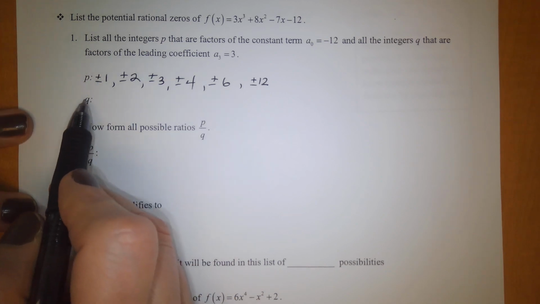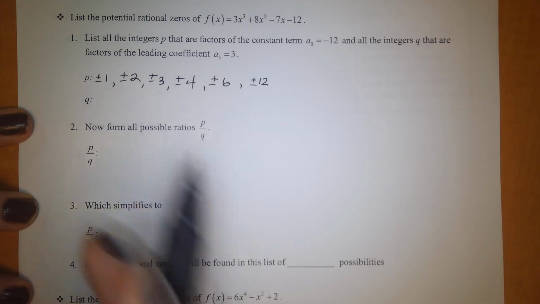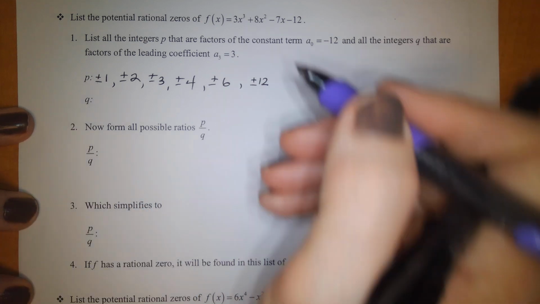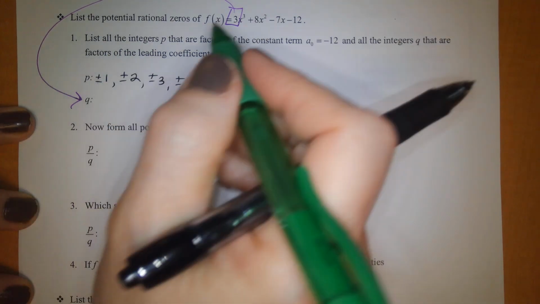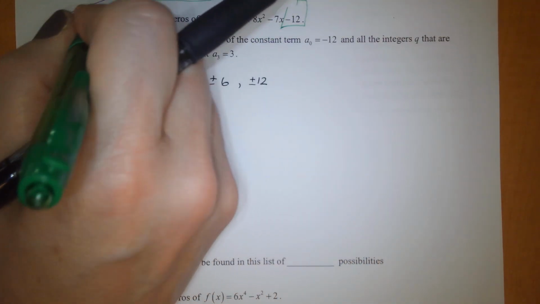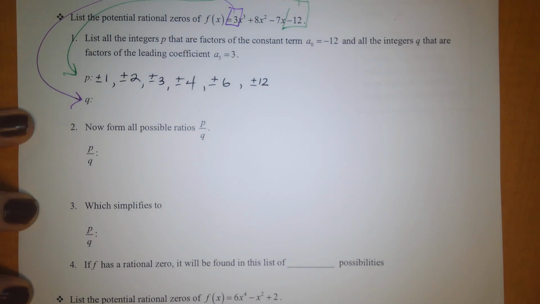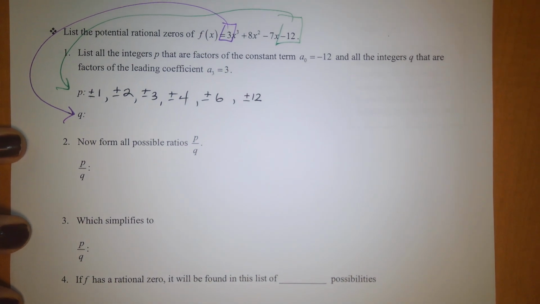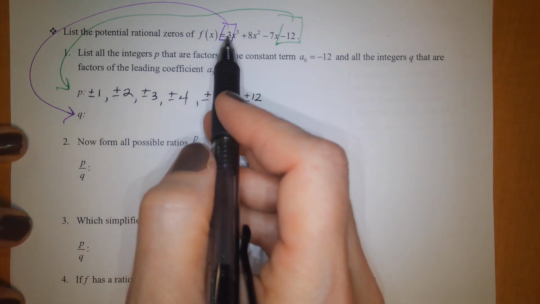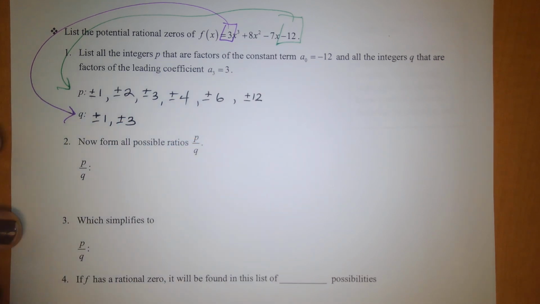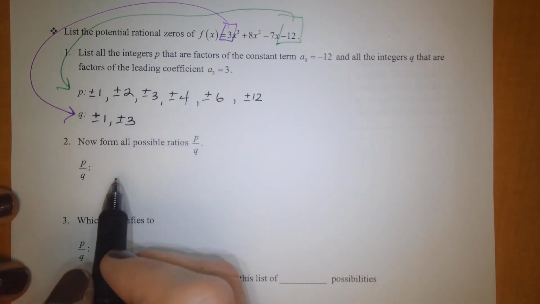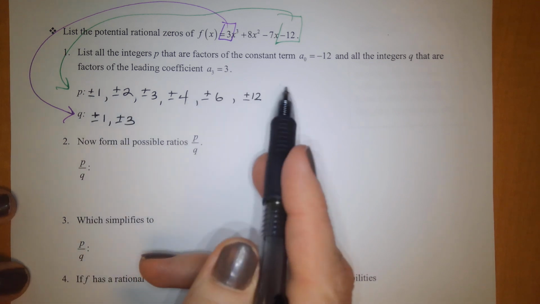Now I'm going to list all of the factors of q. q are all of the factors of the first term, 3, where p was all of the factors of the last term, negative 12. So let's list all of the factors of 3. Well, the only two numbers that will make 3 are 1 and 3. The next step now is to divide. Find all possible ratios of p divided by q, and we have to go through all permutations of all of these numbers.